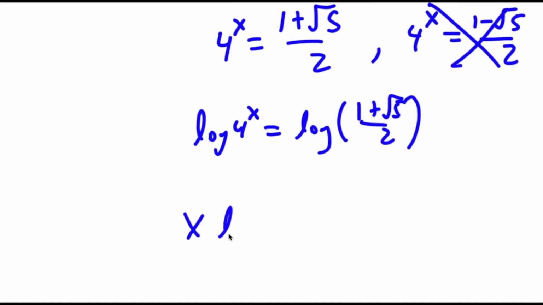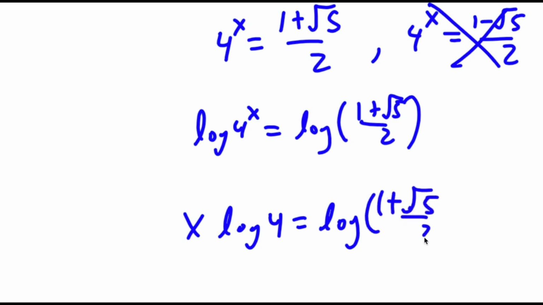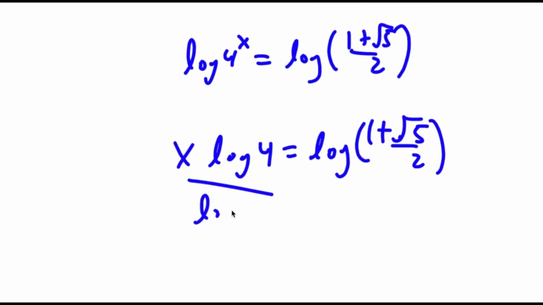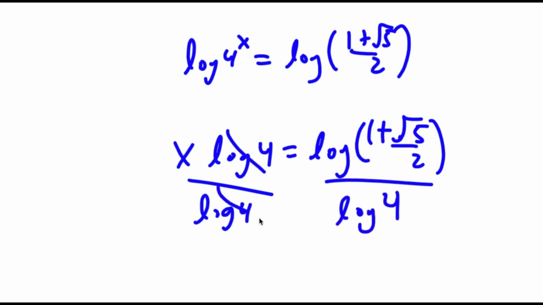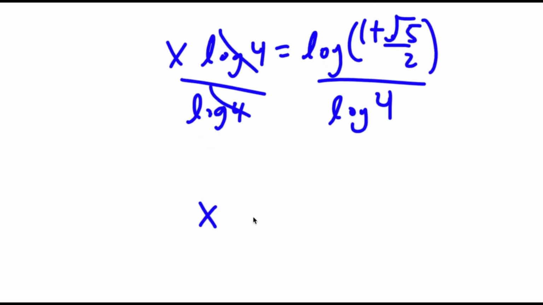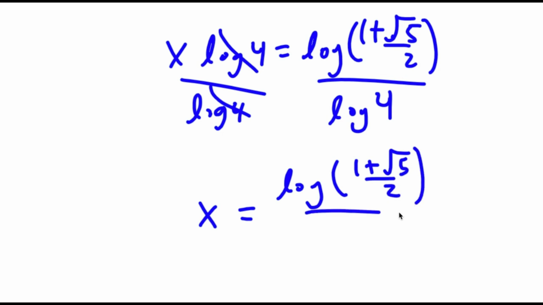So now I have x times log 4 is equal to log of (1 plus the square root of 5) over 2. Now if I divide both sides by log 4, these two cancel out and I get x is equal to log of (1 plus the square root of 5) over 2, over log 4.